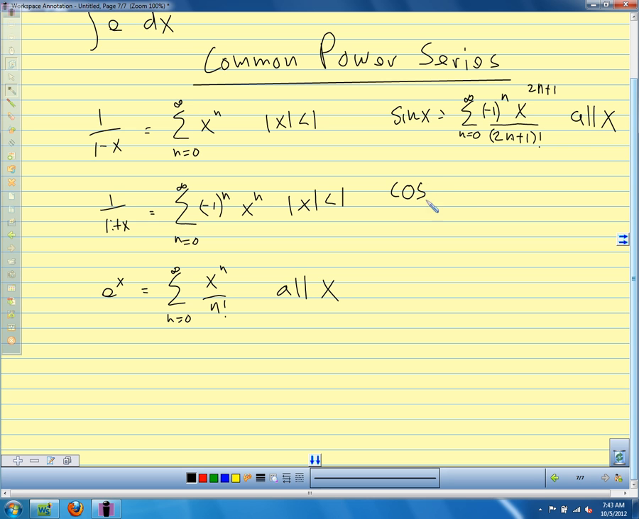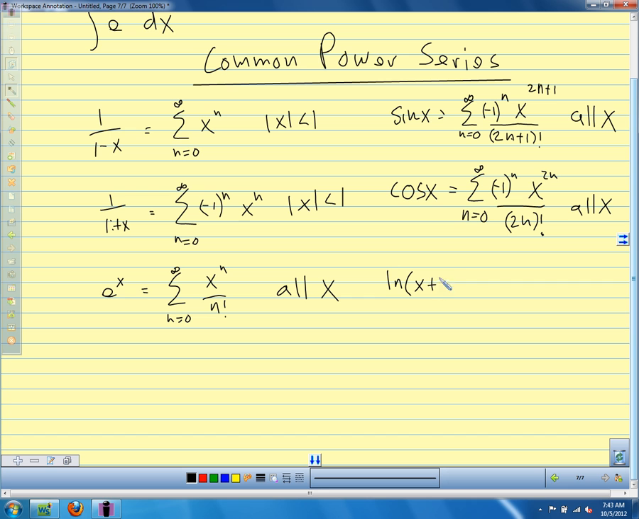Cosine of x. And this one we get minus 1 to the n x to the 2n over 2n factorial. And that converges for all x, so another very useful one. And for this one we have the even powers and factorials.